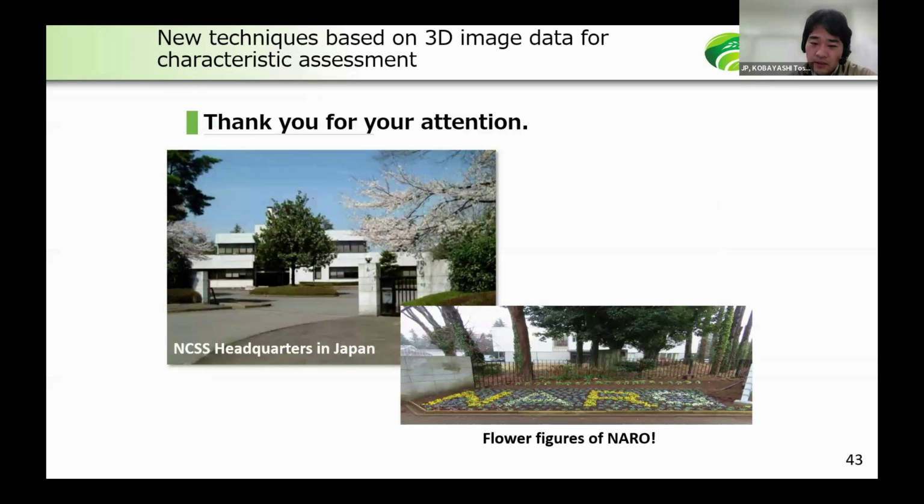Okay, thank you for your attention. This is a photo of NCSS headquarters in Japan. Japan is almost at the time for the cherry blossoms to bloom. Okay, this is the end of my presentation.